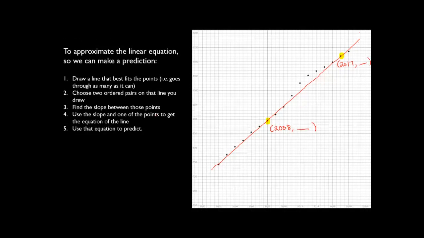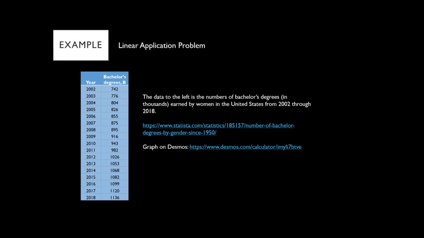So I need to, let's see, get my pen out. Oops, I'm in highlighter. That is no good. Okay, so going back to my graph, it was 2008 and 2017 were my 2 points. And I need to fill in the Y values. So I'm going to go to my table. So 2008, read it off the table, 895, 2017, 1120.